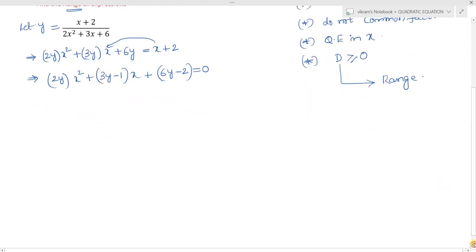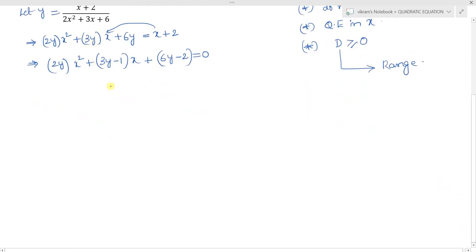Next, since x is real, we need to check that the discriminant is greater than or equal to 0. Discriminant greater than or equal to 0 means b squared minus 4ac is greater than or equal to 0. Here b is nothing but 3y minus 1, so (3y minus 1) whole squared minus 4 into a, which is 2y, into (6y minus 2) is greater than or equal to 0.